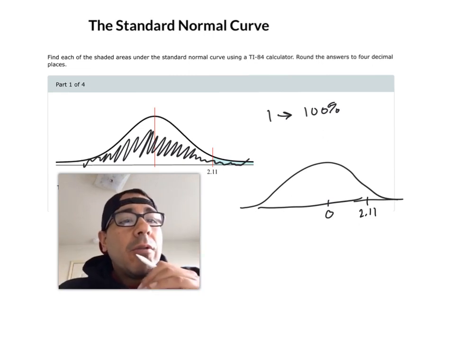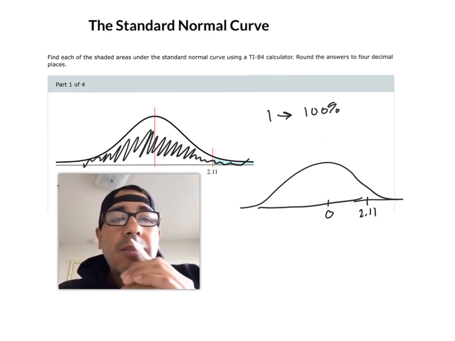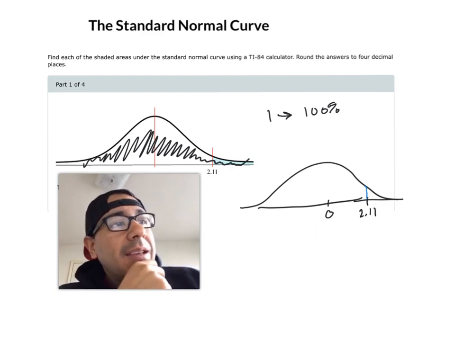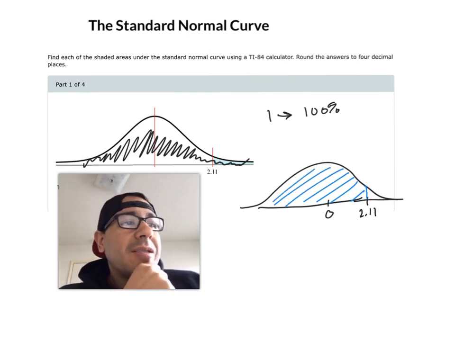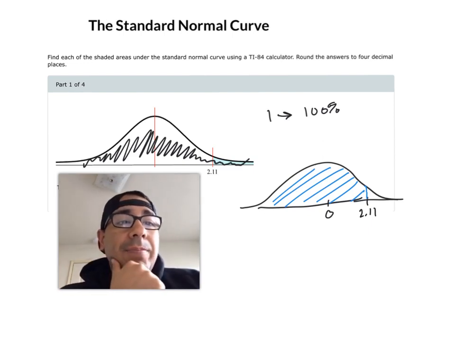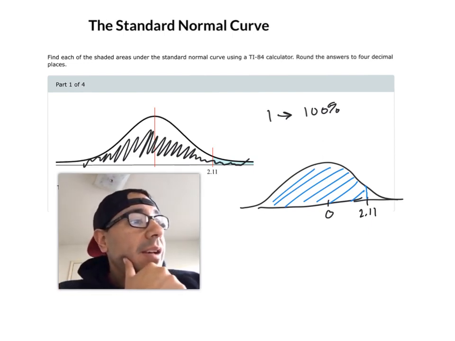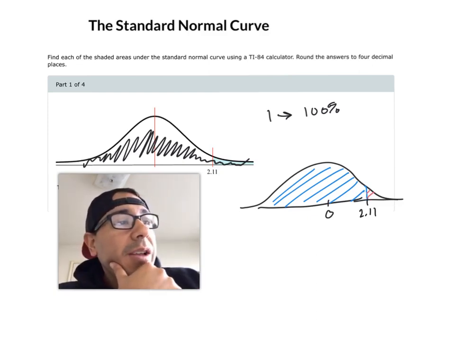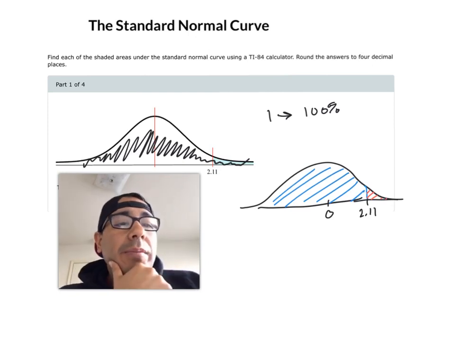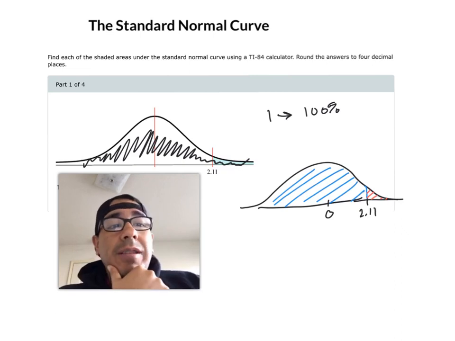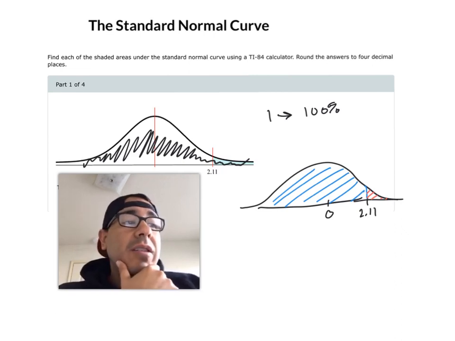The program that I'm going to introduce you to does a whole lot of things. One thing we could look at is what percent of the population falls less than 2.11. That's one question the calculator can answer for us. In this particular problem, part 1, let me shade this in red, what they're interested in is the percentage of the population that is greater than 2.11 standard deviations.